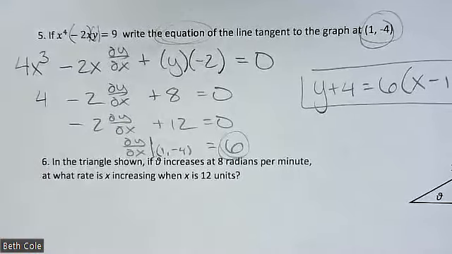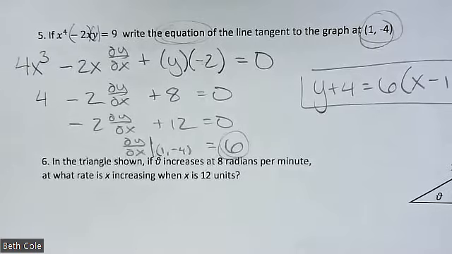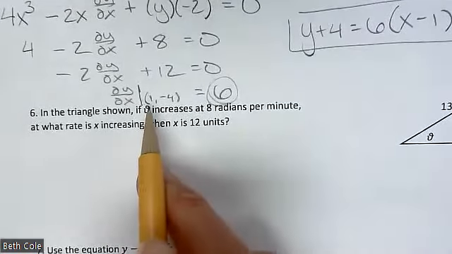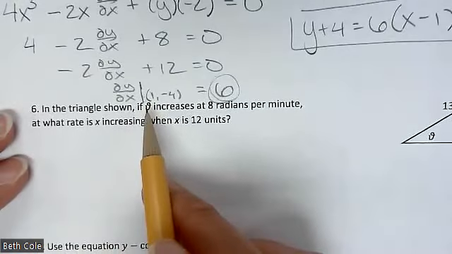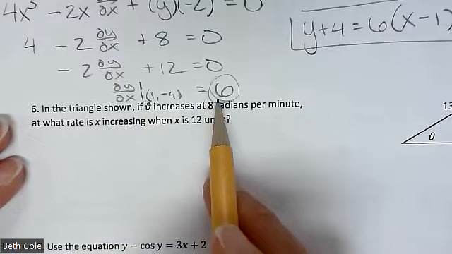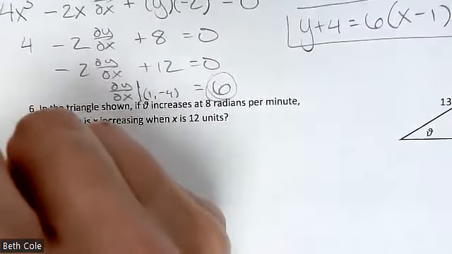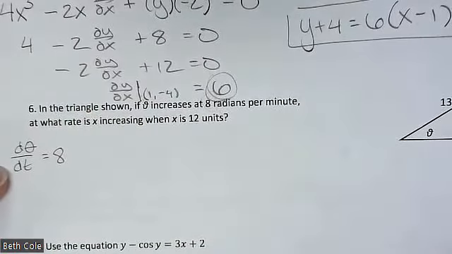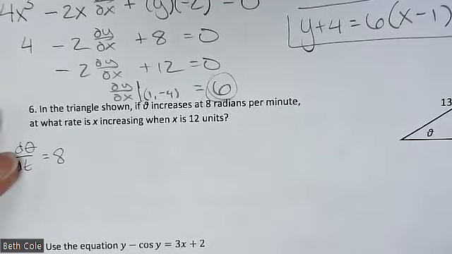All right, now we're getting into our related rates. Every variable is with respect to time. They all get a dt. Theta increases 8 radians per minute. So how do I label that? d theta/dt. And is it positive or negative? Positive, increasing. If it's not free response, you don't need to worry about units because you're just picking an answer.